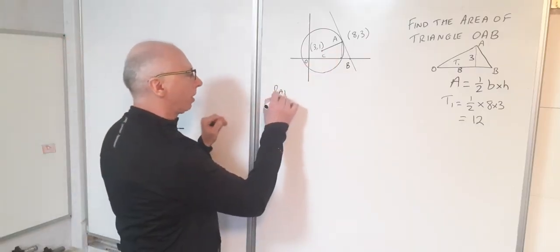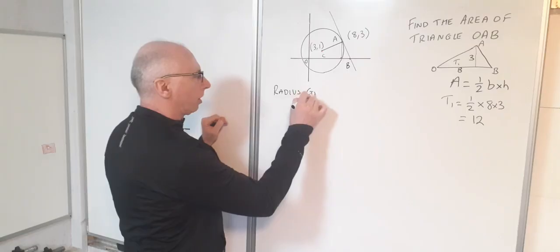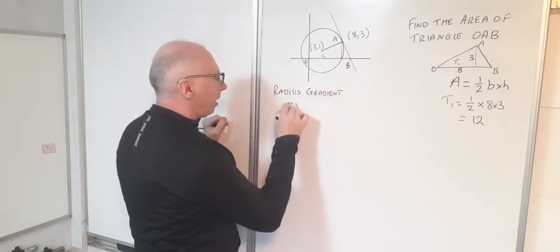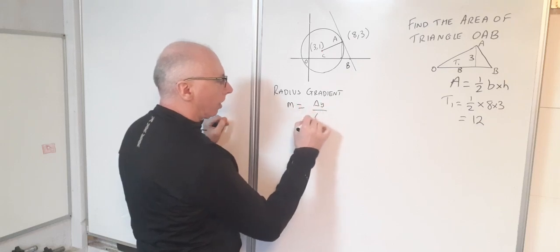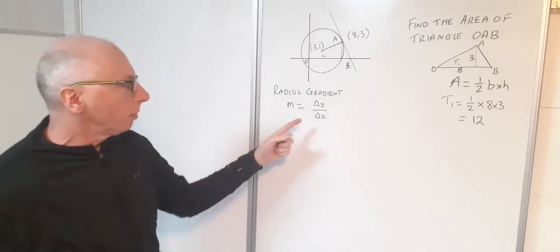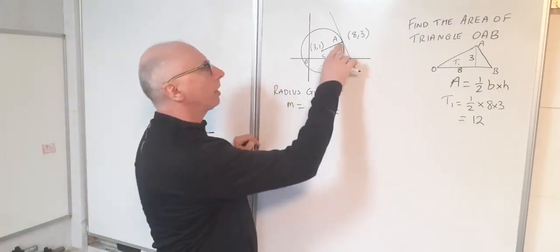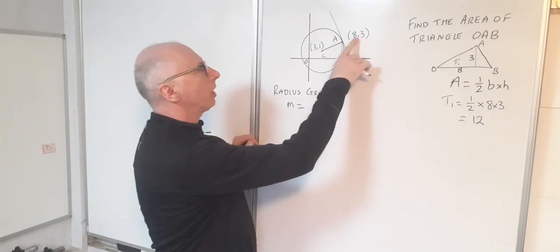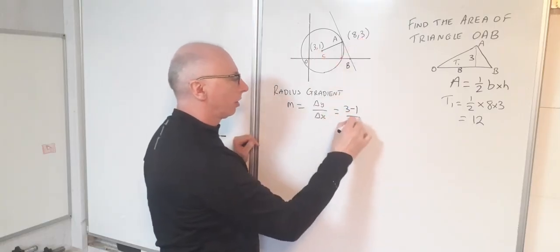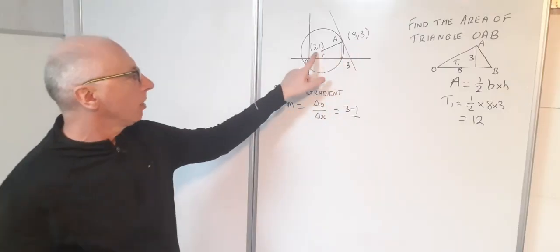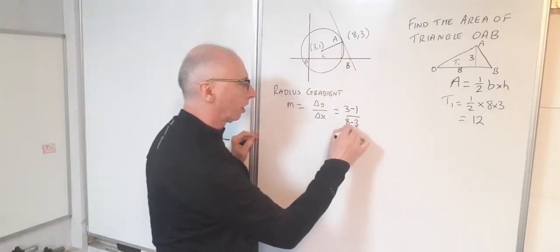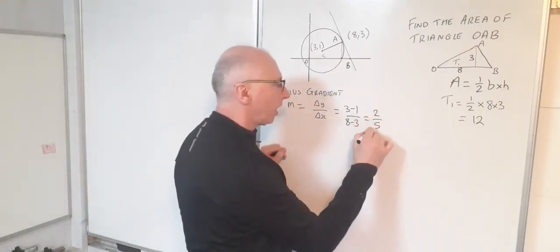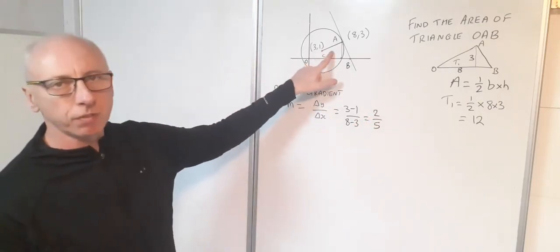So, the radius gradient. For that, m equals the change in y over the change in x. Going from here to here, my y goes from 3 to 1, and my x goes from 8 to 3. So 3 minus 1 is 2, and 8 minus 3 is 5. So the gradient of the radius is 2/5.